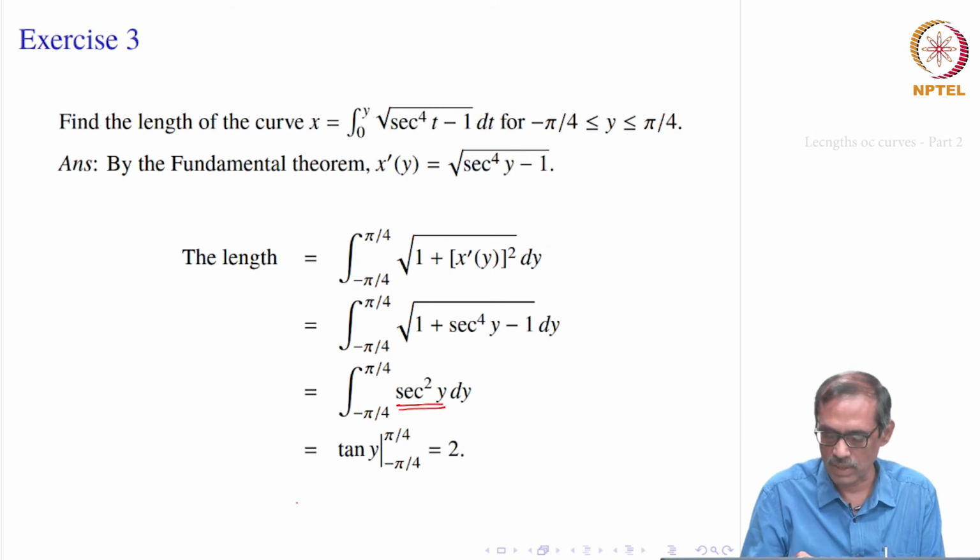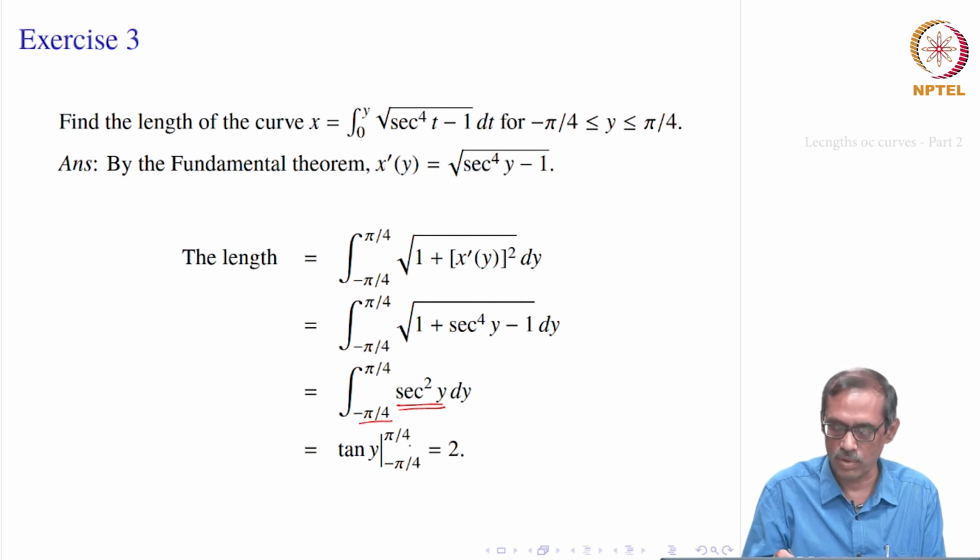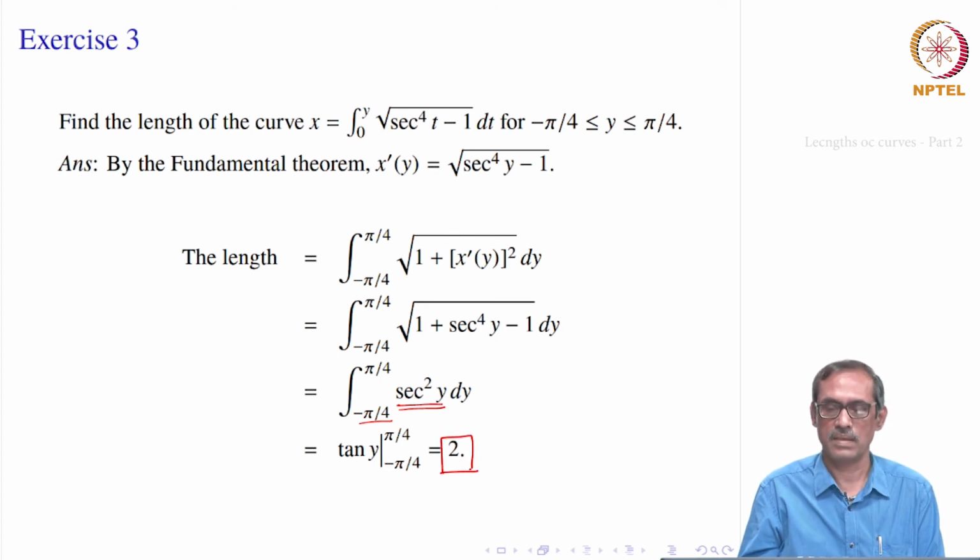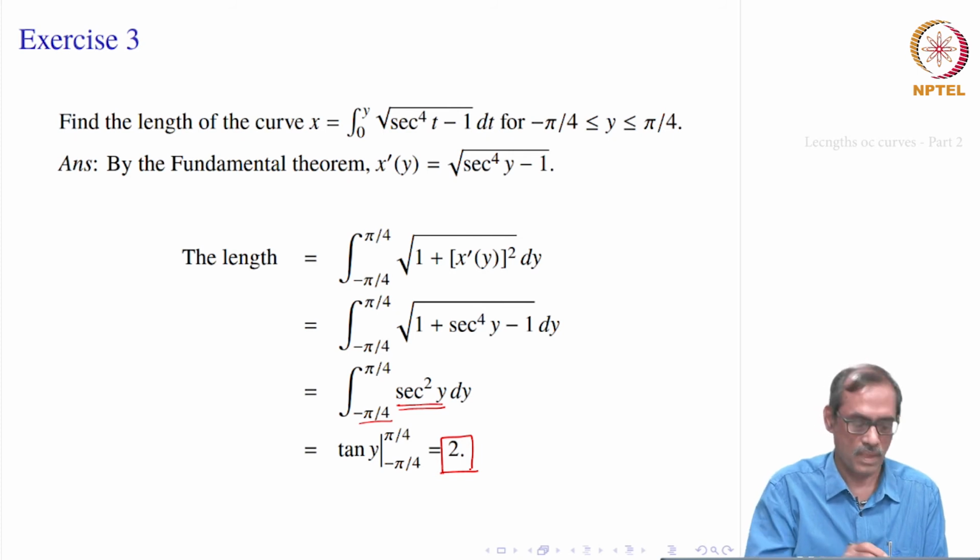It is secant square y dy, we know its integral is tan y. So, you have to evaluate tan y at minus pi by 4 and pi by 4 and subtract them, right. So, tan pi by 4 is 1. So, 1 minus minus 1, which gives 2. Okay. So, that is how we can use some of the earlier results instead of directly computing the integral here.